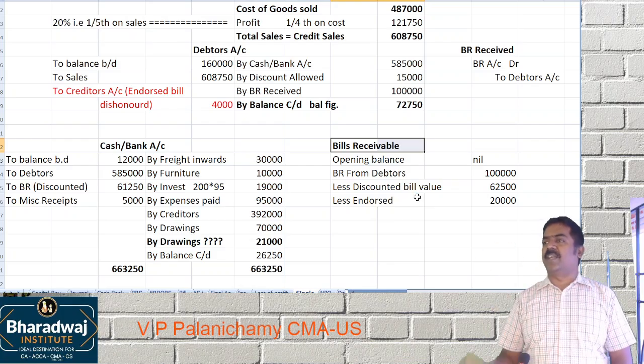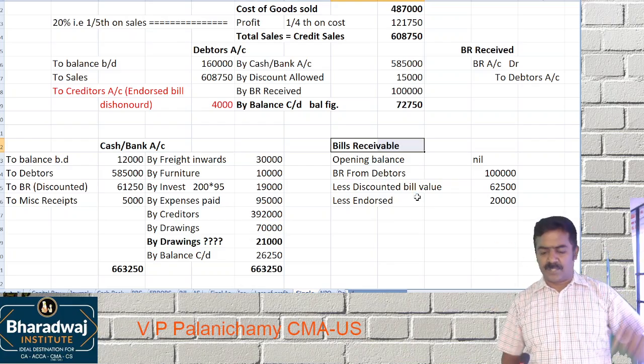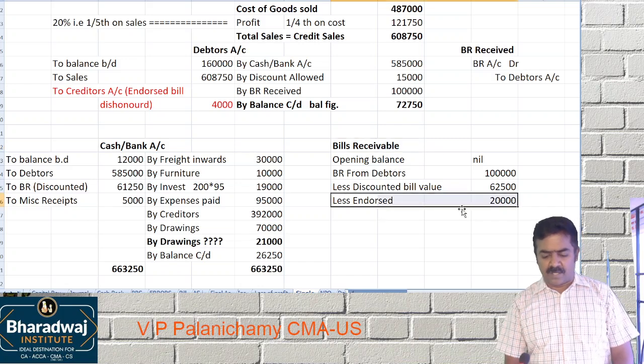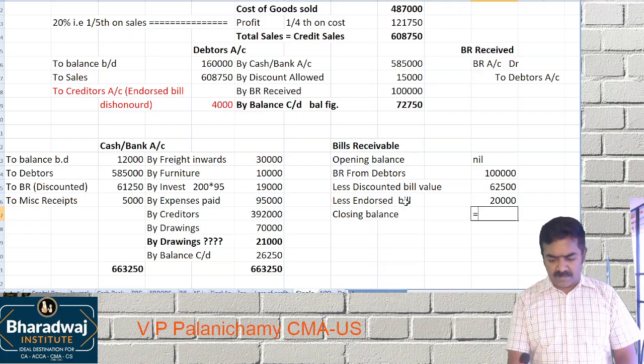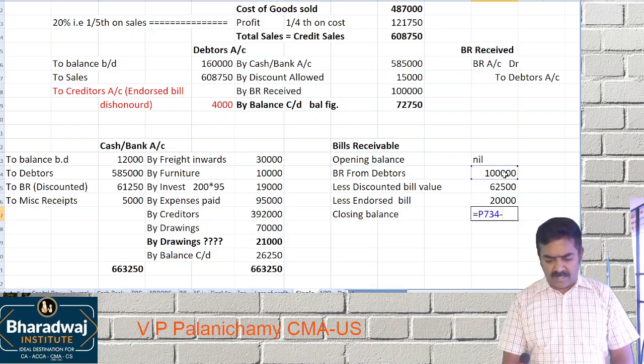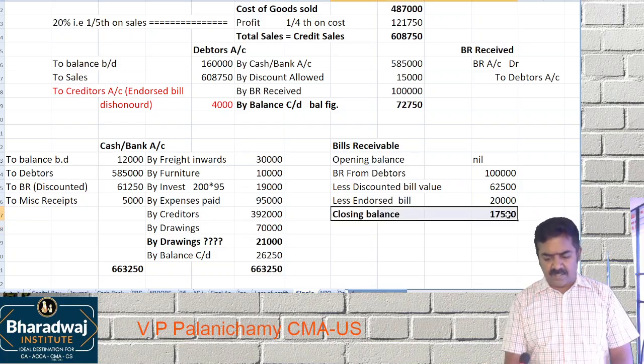What is the entry for endorsed bill dishonored? Debtors account to creditors account. It will not come in bills receivable account at all. Endorsed bill மட்டும் தான் வரும். Endorsed bill 20,000. Then balance, closing balance வரும். Closing balance is nothing but 1 lakh minus அதுல discount பண்ணிட்டோம், endorse பண்ணிட்டோம்னா balancing figure is how much? 17,500 will come.